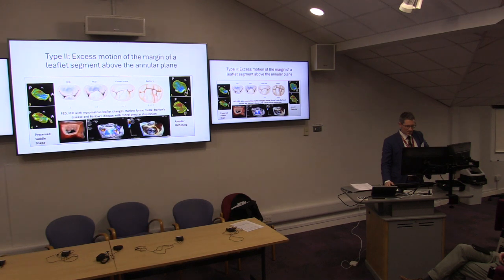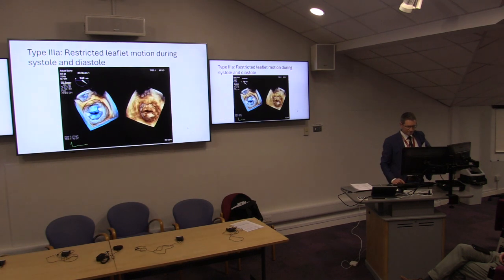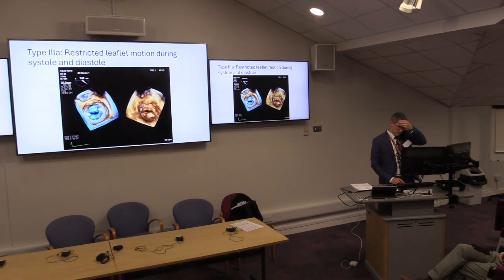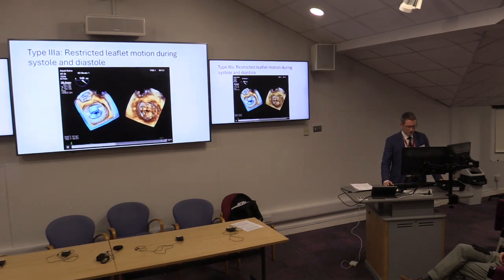Alongside that, loss of saddle shape and annular flattening. And then this is an example of rheumatic mitral stenosis. This patient did have a degree of mitral regurgitation too, but the predominant pathology was a stenotic valve. And you can see there's quite a lot of calcification and mitral annular calcification as well in this patient, which is contributing to that restriction.